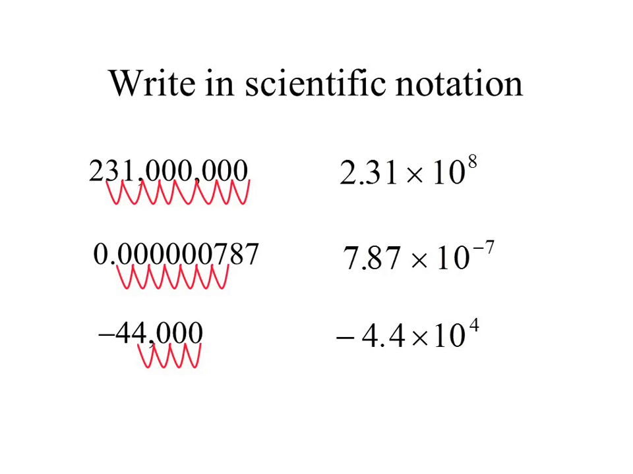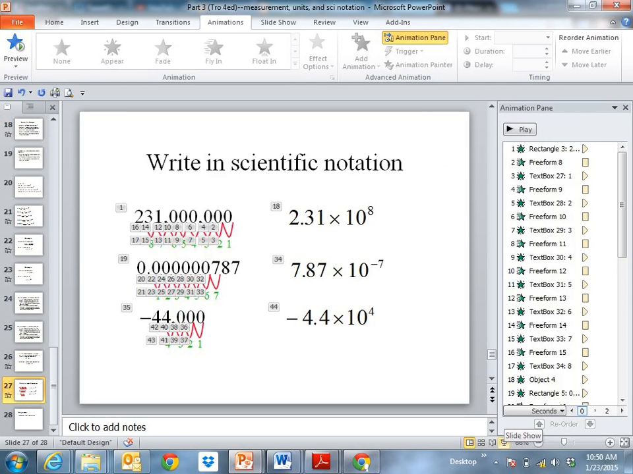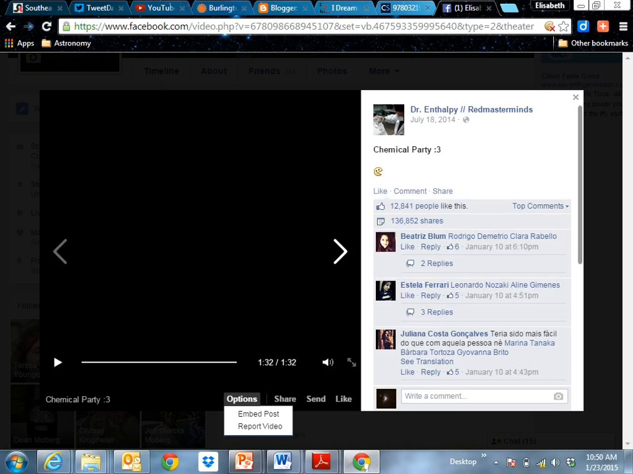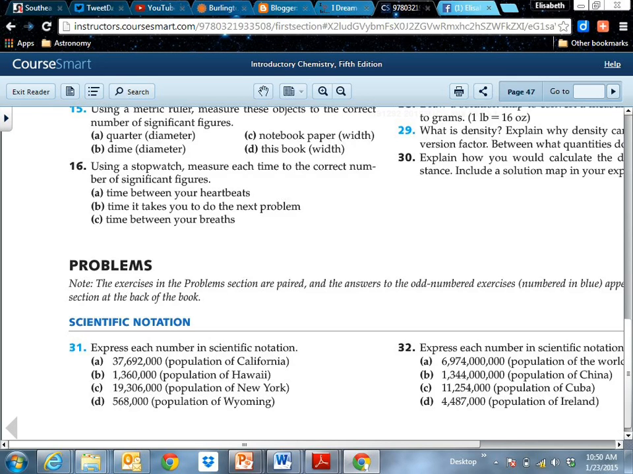Okay, so you have the assignment slide, right? This is what you're going to be tasked with. Now, they come in pairs in your textbook. What does the blue mean? Odd answers are in the back of the book, to check. So you need to do 32, 34, 36 and 38, the ones that aren't in the back of the book. Exactly. Okay, any questions? Those will be due Monday.